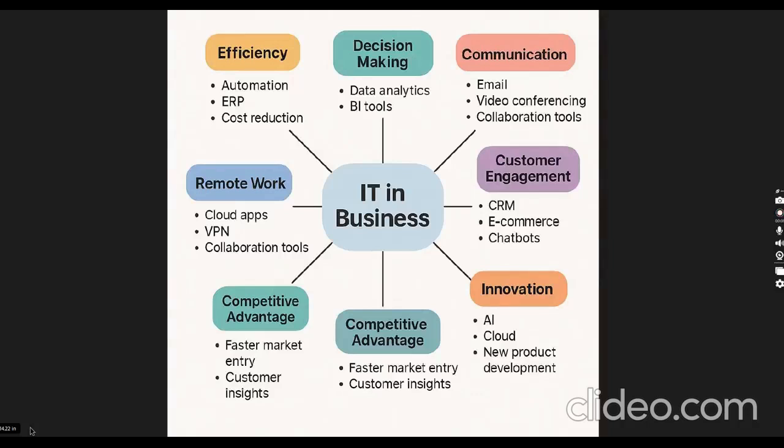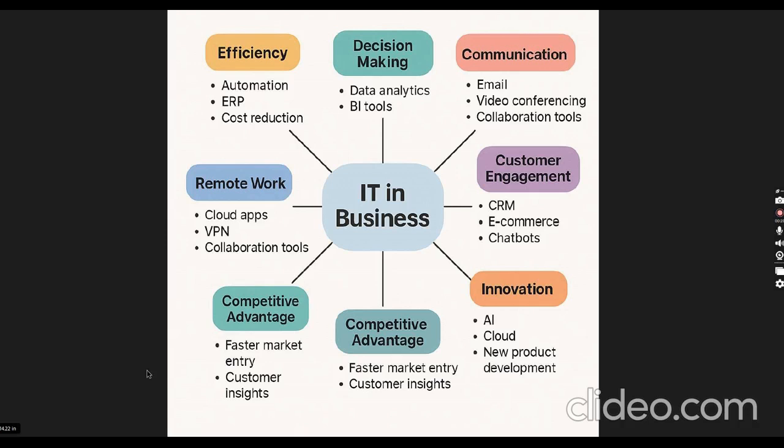Let's talk about the role of IT in the business sector, or the role of information technology in business. This mind map shows the key roles information technology plays in business, with the central theme, IT in business, branching out into major categories, each representing a benefit or function of IT. So, IT efficiency and IT automation: repetitive tasks are automated, integrated systems like ERP help reduce operational costs.